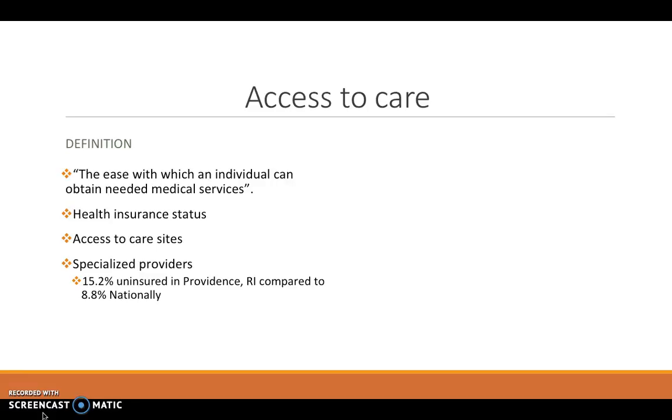Based on the presented data, the chosen priority health issue that is identified in Providence is access to care. Access to care can be defined as the ease with which an individual can obtain needed medical services. One is considered to have appropriate access to care when they are immersed in the healthcare system, can receive their needs from a healthcare site, and when specialized providers are easily accessible to those in need.